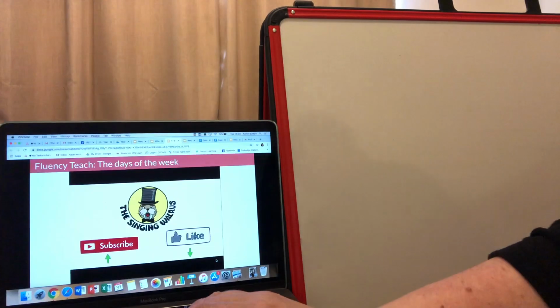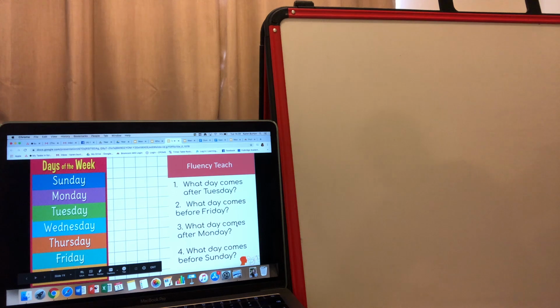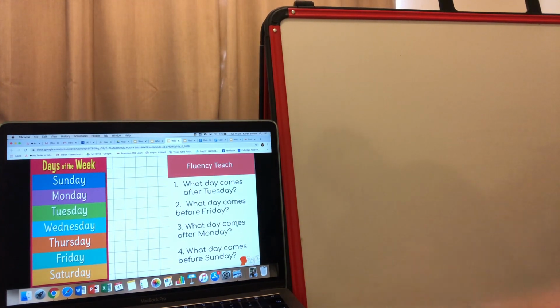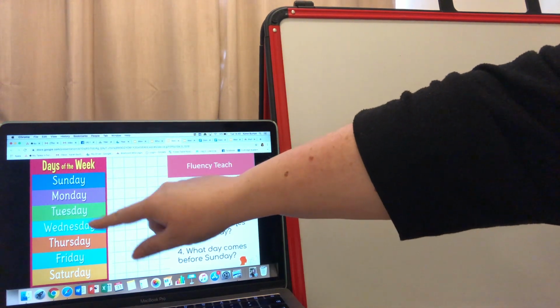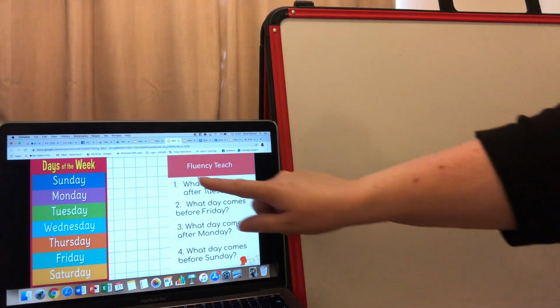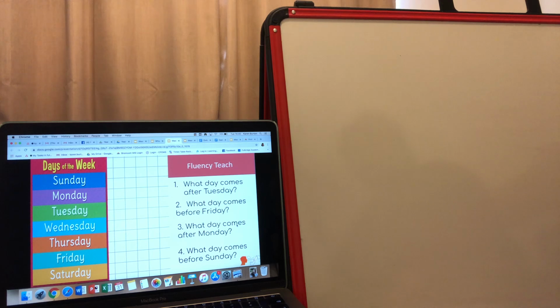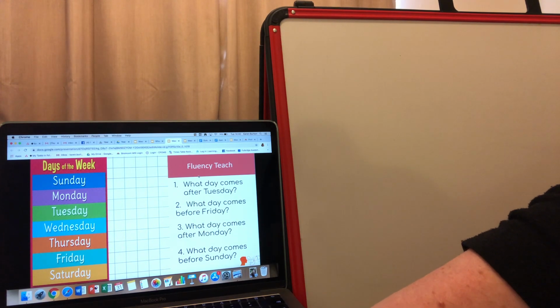Okay, well done everybody. So let's move on. What we're going to do today is look at the days of the week. Okay, it doesn't really matter which day comes first as long as the next one is correct. So this chart starts on a Sunday. And our first question is, what day comes after Tuesday? So we've got to look for the one that comes after Tuesday.